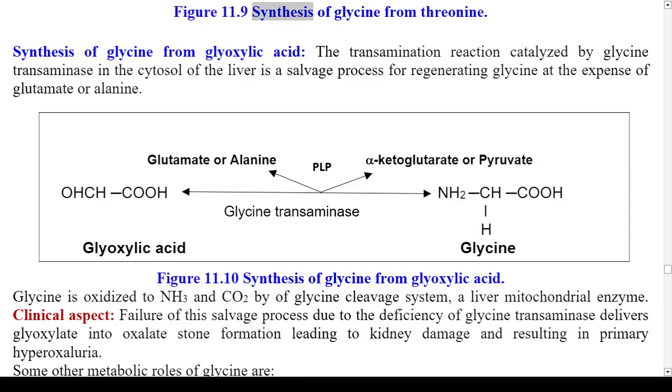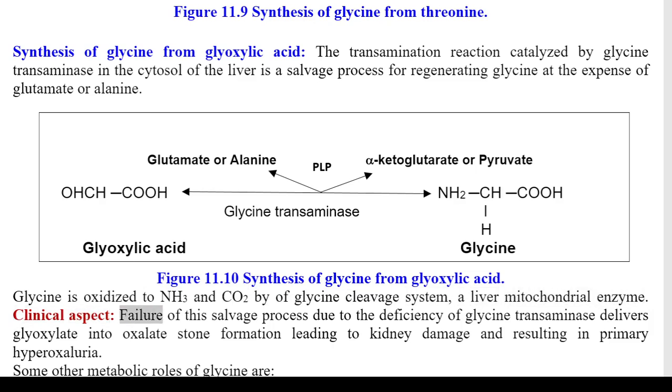Figure 11.9 Synthesis of glycine from threonine. Synthesis of glycine from glyoxylic acid. The transamination reaction catalyzed by glycine transaminase in the cytosol of the liver is a salvage process for regenerating glycine at the expense of glutamate or alanine. Figure 11.10 Synthesis of glycine from glyoxylic acid. Glycine is oxidized to NH3 and CO2 by the glycine cleavage system, a liver mitochondrial enzyme.